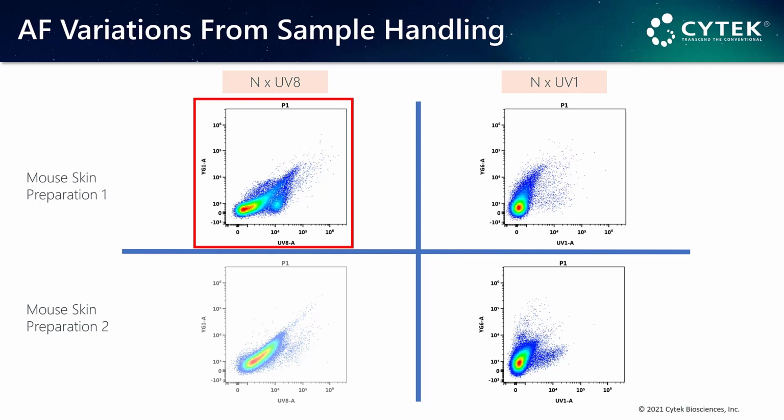On the other side of the screen, the ultraviolet 1 versus yellow-green 6 plot really doesn't show much in the way of population separation for our first skin preparation. But when we're looking at our second skin preparation, this plot is the one that gives us the greatest separation of clusters.